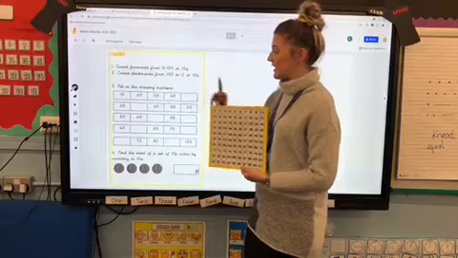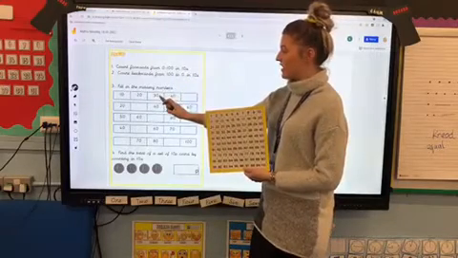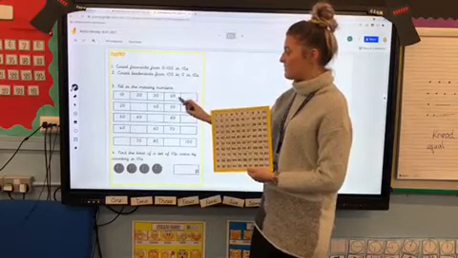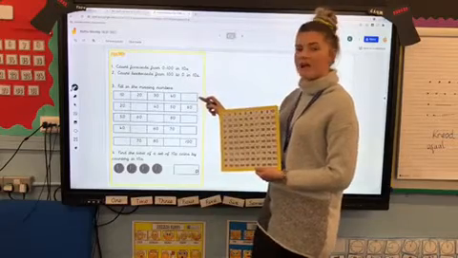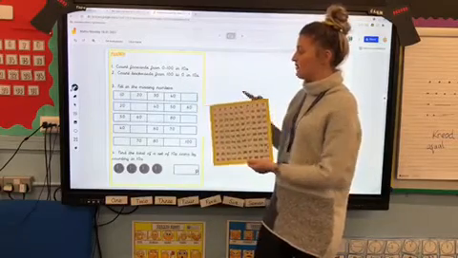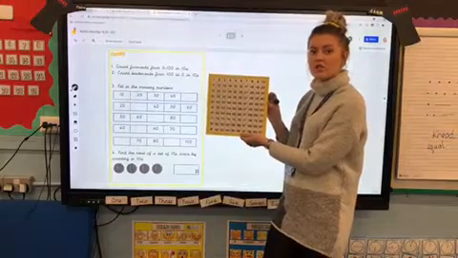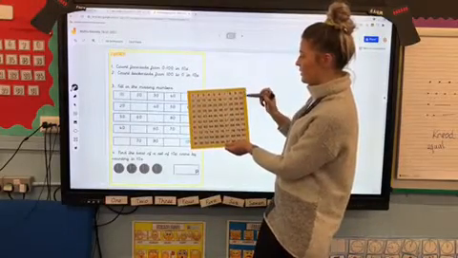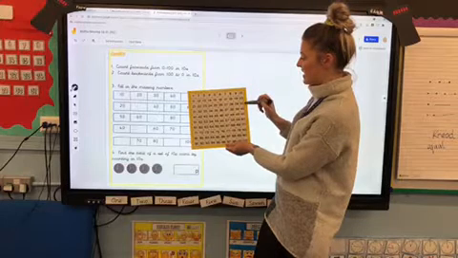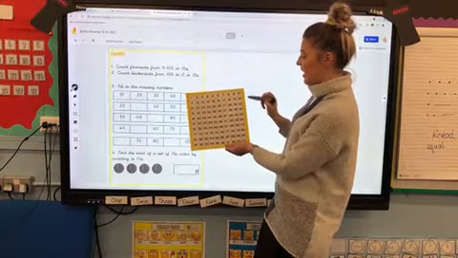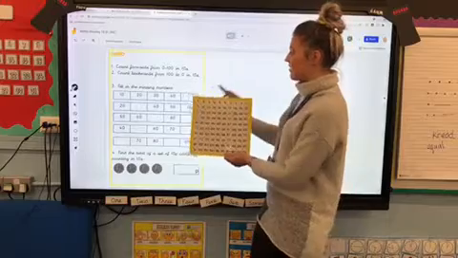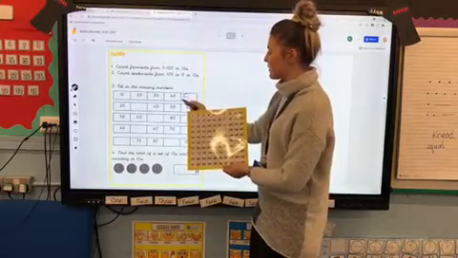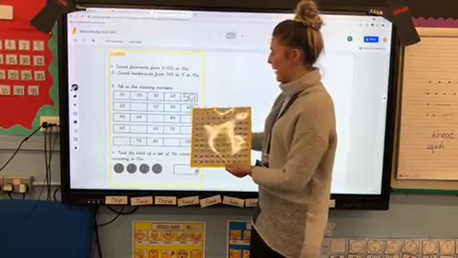Next is 20, then we have 30, then 40, and then we have a missing number that we need to fill in. So using my 100 square, I'm going to use this to help me. So we have 10, 20, 30, 40. Next, I can see that 50 was the missing number.